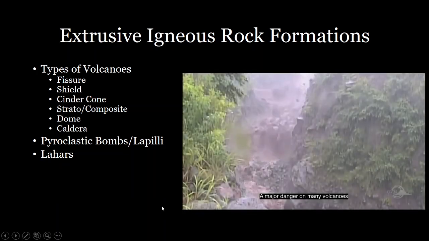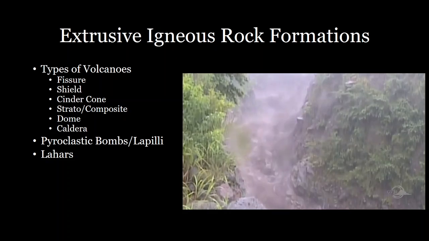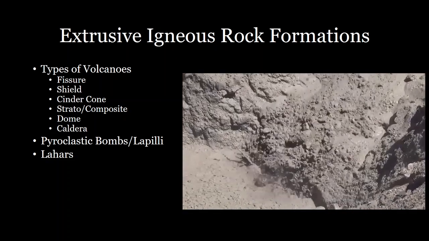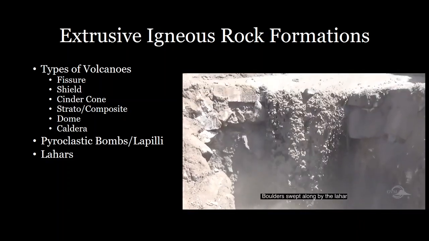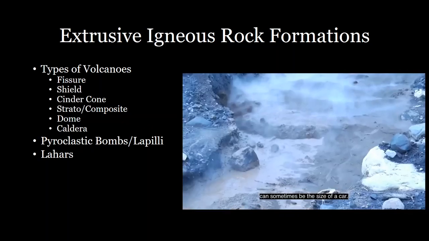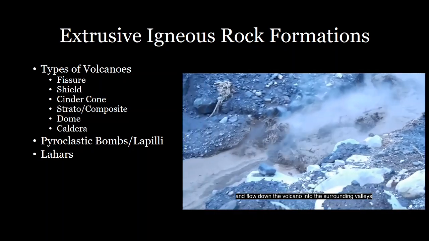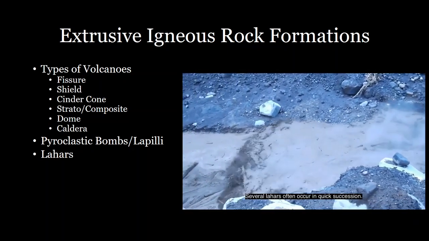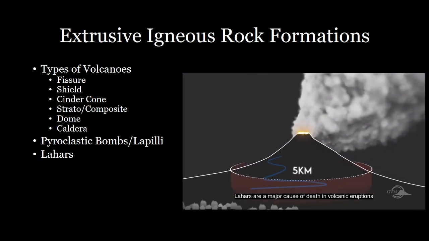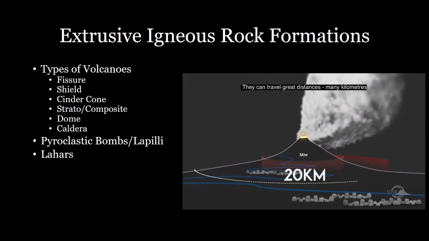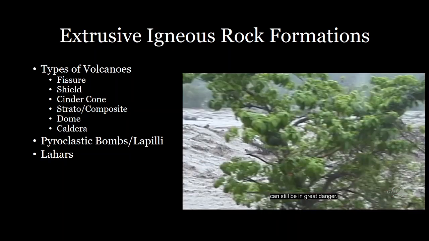Major danger on many volcanoes comes from floods of water mixed with volcanic debris. These floods are called lahars. Lahars are more destructive than a normal flood because they contain large amounts of rock, ash, and mud and debris. Boulders swept along by the lahar can sometimes be the size of a car. They can form very quickly and flow down the volcano into the surrounding valleys, often at high speeds. Several lahars often occur in quick succession. Lahars are a major cause of death in volcanic eruptions. They can travel great distances, many kilometers or even many tens of kilometers, so communities far from the volcano can still be in great danger.